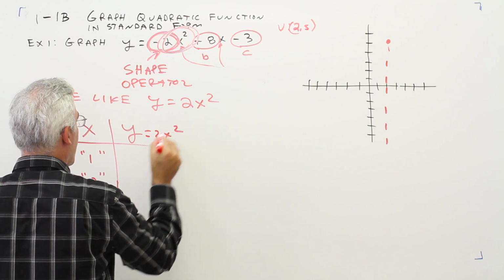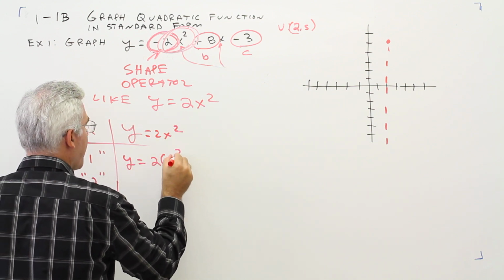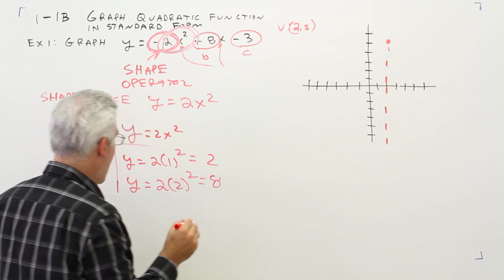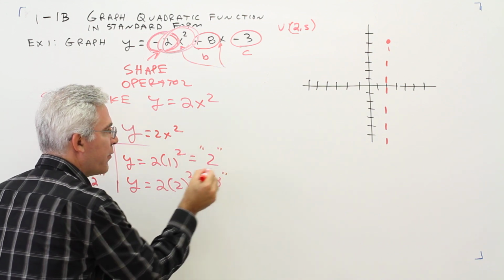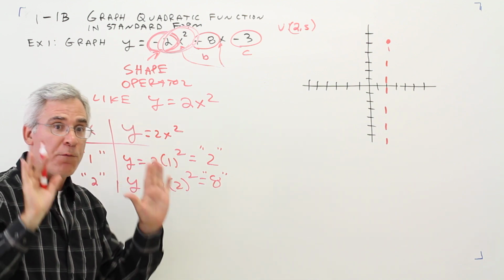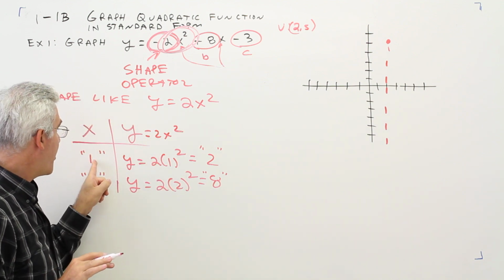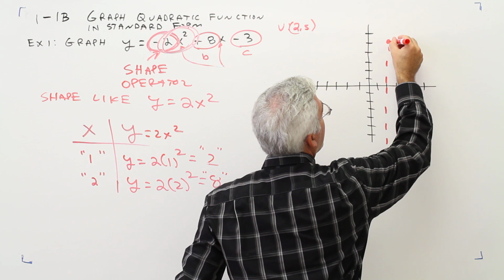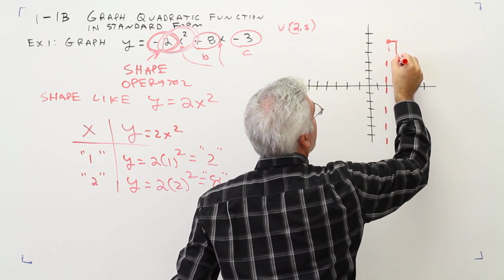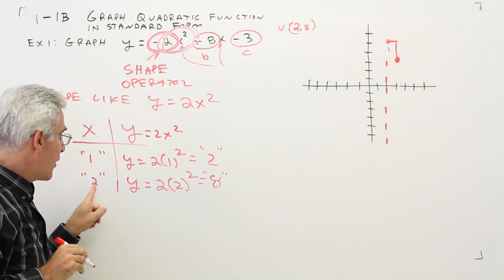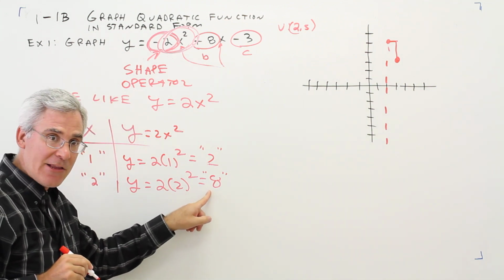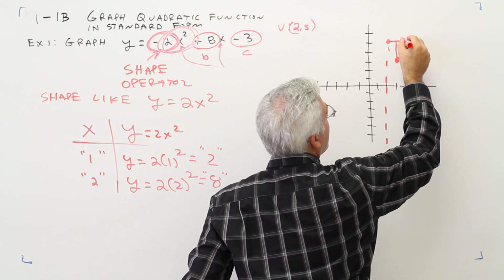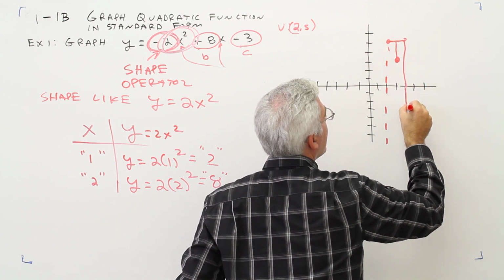So this is y equals 2x squared. So this is y equals 2 times 1 squared equals 2. Y equals 2 times 2 squared equals 8. And again, I'll put those in quotation marks. So what this means is, from the vertex, go 1 unit to the right and 2 units down. From the vertex, go 2 units to the right and 8 units down. This was 5, 6, 7, 8.